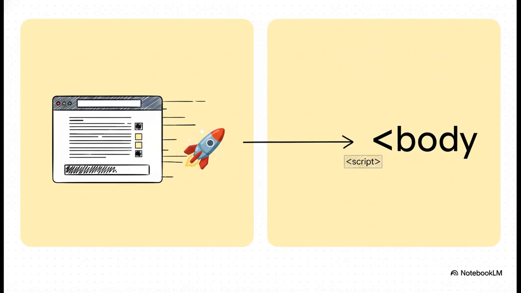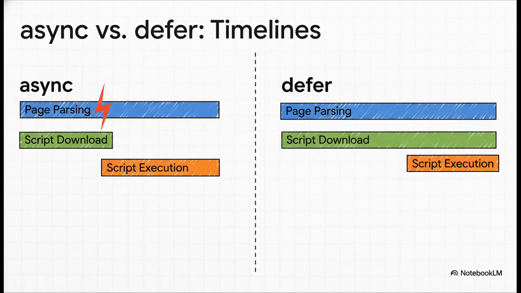The browser can now parse and show the entire visible page to the user first. Only after the page content is displayed does it go and get the script. This makes the site feel significantly faster to the user. And we can get even more control with two special attributes, async and defer.